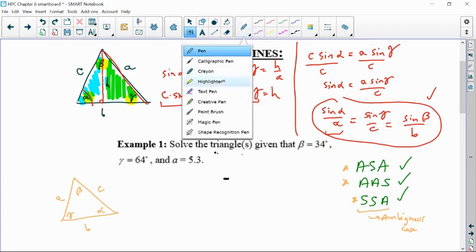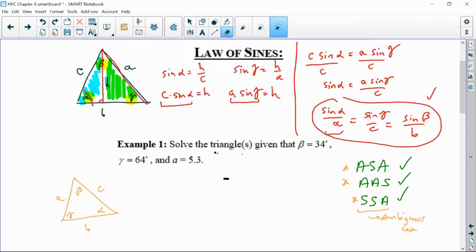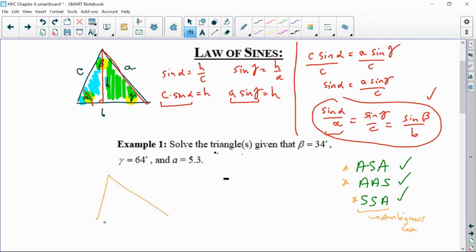So let's draw this. Beta is 34 degrees, so we'll just draw a generic triangle. It doesn't have to be drawn to scale. Let's call this 34 degrees, so opposite is going to be side length B. Let's call this 64 degrees, so opposite that is automatically C, which means this is A, which is 5.3, and opposite that would be alpha.